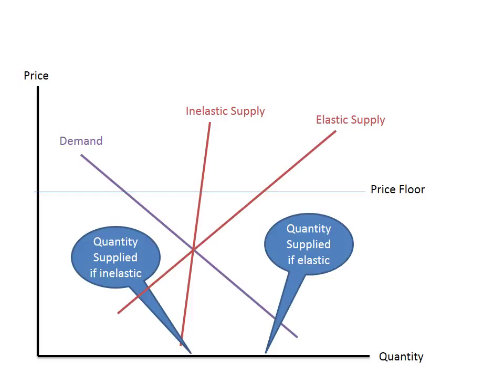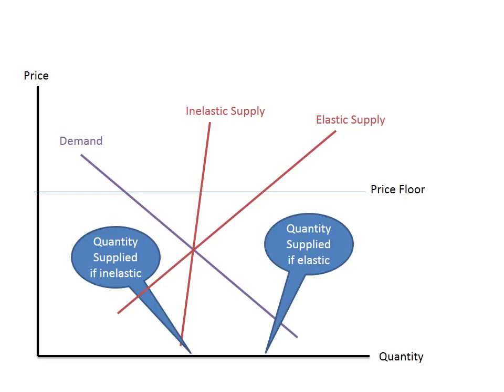As you can see in the diagram in front of you, quantity supplied is much bigger if supply is elastic than if it's inelastic, even though at market price, given the way I drew the supply curves, the quantity supplied would be the same with either supply curve. But again, intuitively, elasticity measures responsiveness.